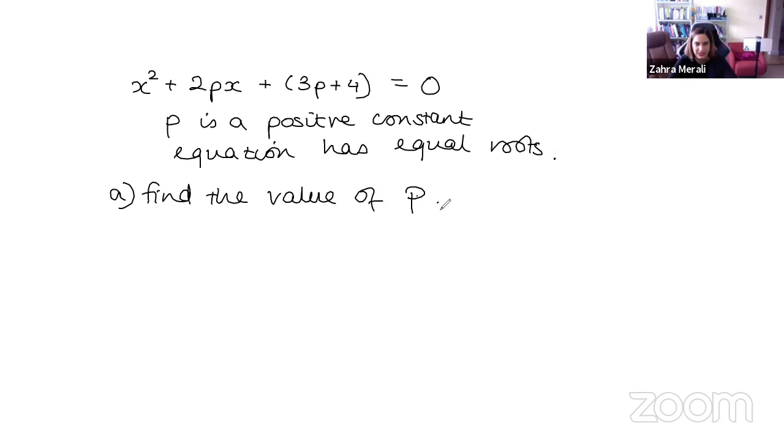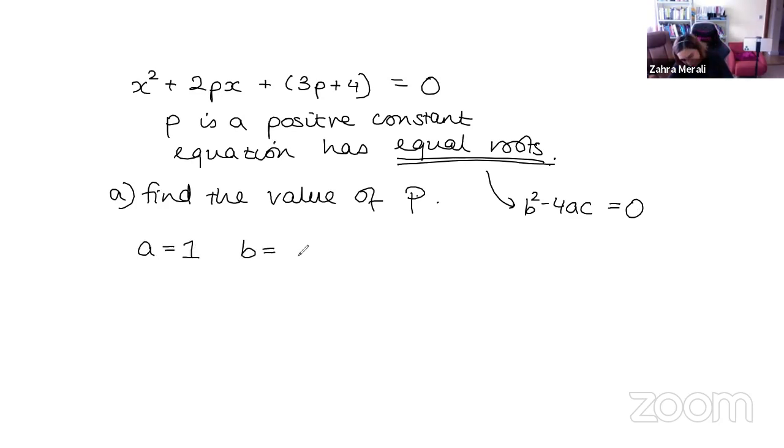So you look at that, you know it's got equal roots. The minute you see that, your brain's going to go discriminant equals 0. So we know that b squared minus 4ac equals 0. And we go, okay, let's identify each of those things. So we've got a is 1, b is 2p, and c is 3p plus 4.